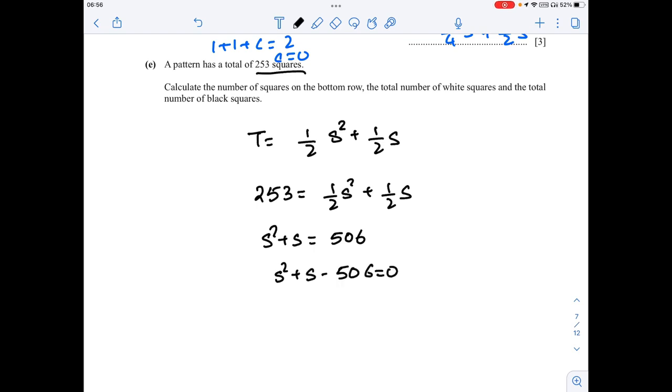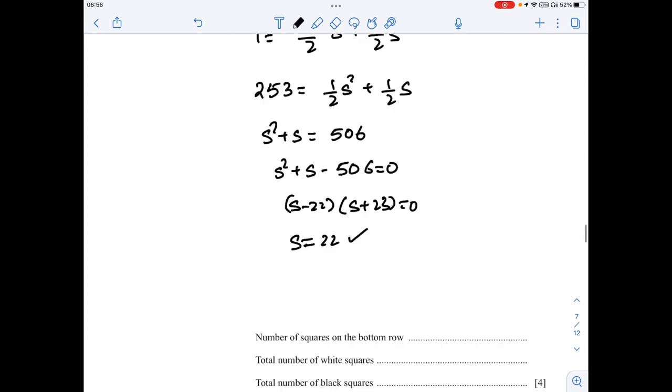So now what am I going to do with it? I'm going to factorize this one. So s minus 22 times s plus 23 equals 0. So s equals either 22 or negative 23. Negative 23 is not considered because the number of squares cannot be negative. So it is going to be 22. So the value of s is going to be 22.